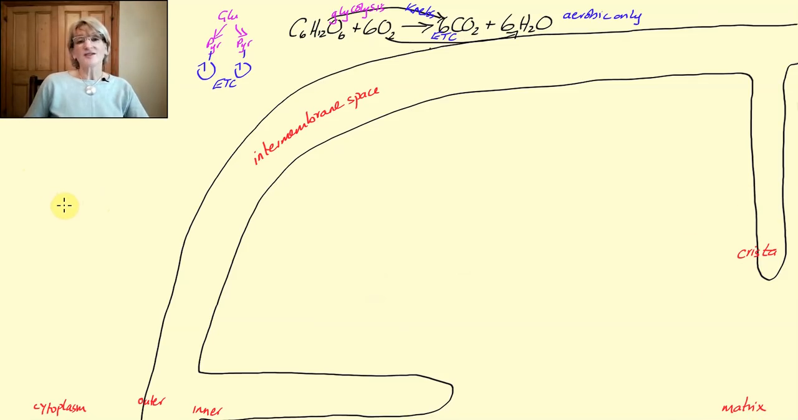And now I think we're ready to start the whole process of respiration. So let's start with glycolysis. And I'm writing this here in the cytoplasm because that is where it takes place. And we start with glucose, which is a 6-carbon compound.